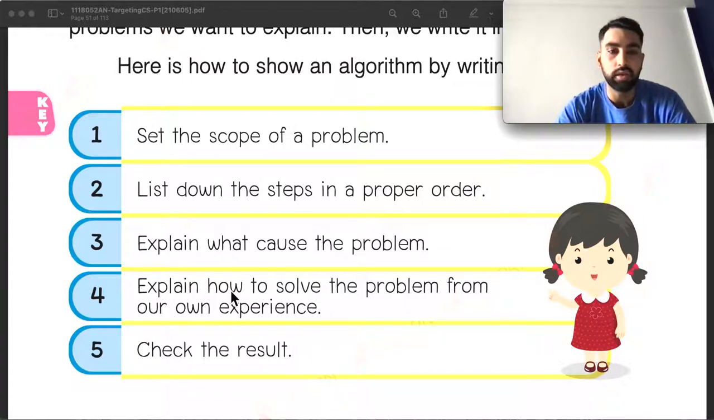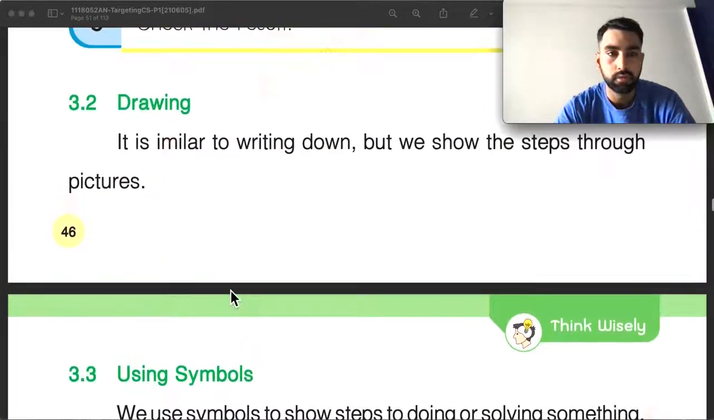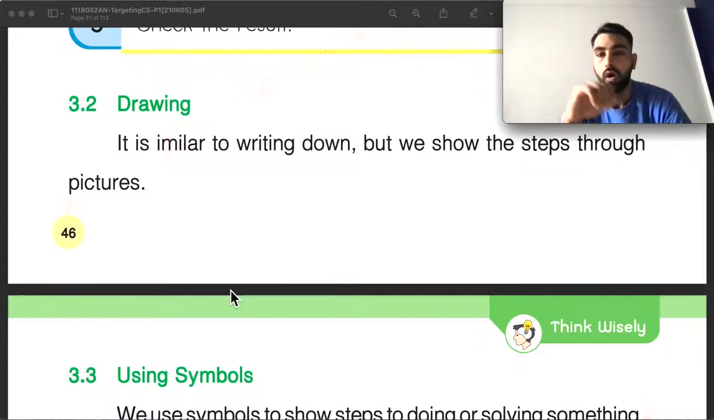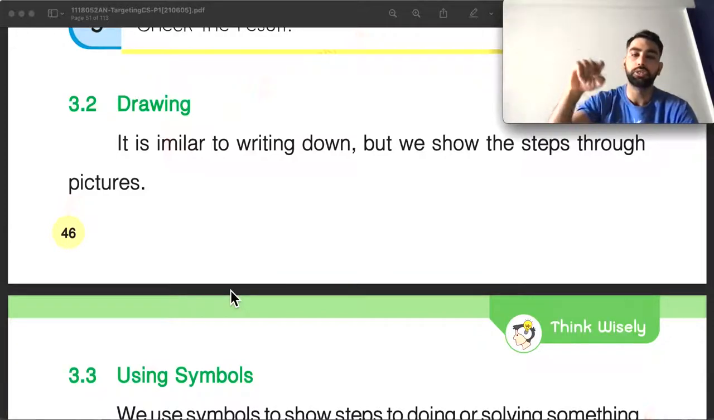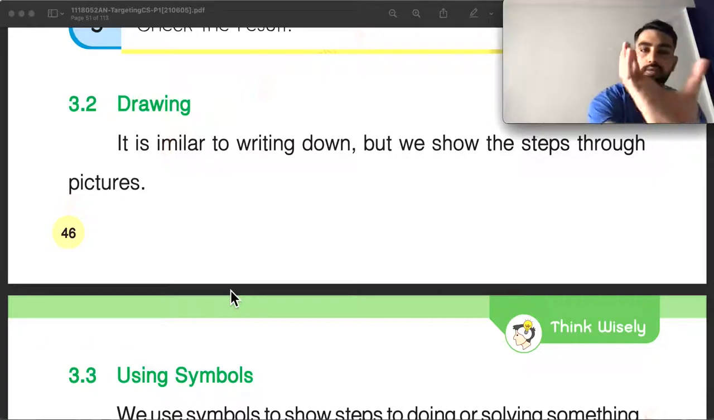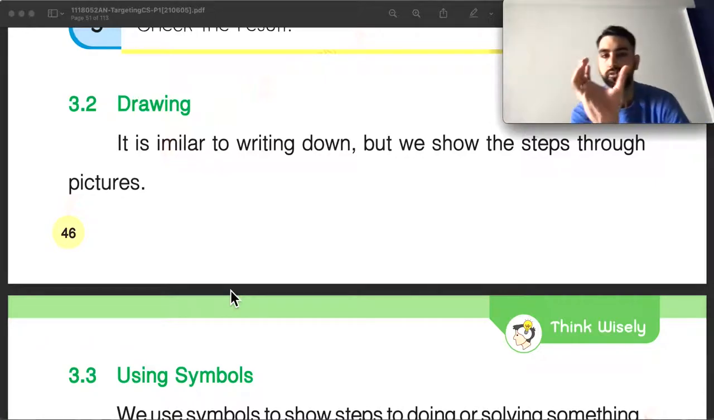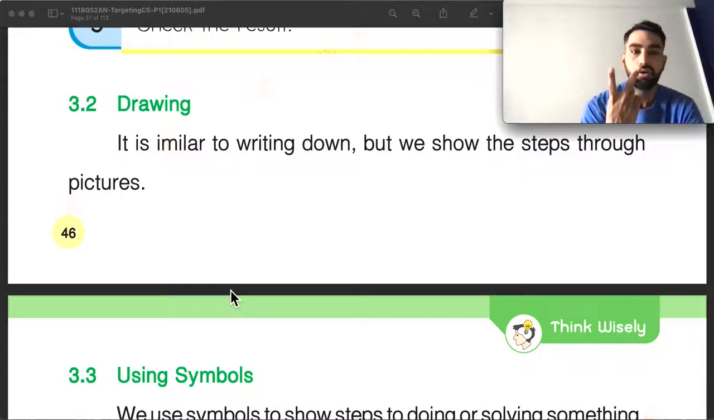And the second one is drawing. You have to draw pictures to solve the problem. Each step has a picture: this is the picture, this is the picture, this is the picture. So this is the second way of solving a problem by algorithms.